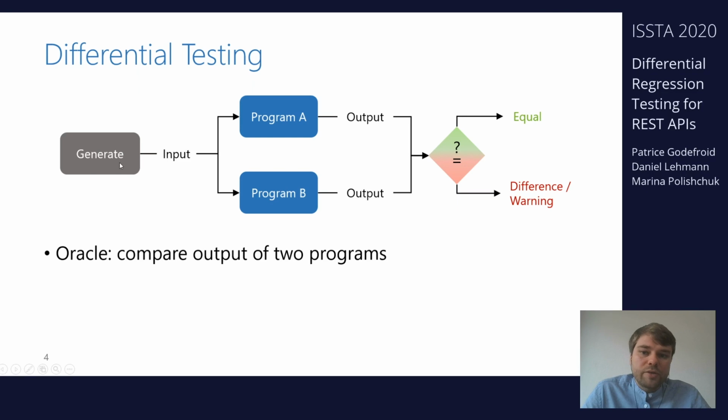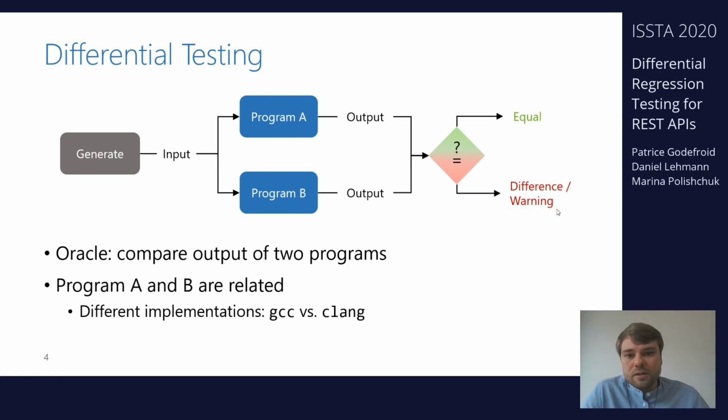You still generate random inputs, but you give them to 2 instead of 1 programs. Then you observe and compare the behavior of the 2 programs against each other. If one of them behaves differently, then it might have a bug. And this, of course, only works if the programs are related in some form. For example, this has been very successfully applied to compiler testing, where the 2 programs are different implementations. One could be GCC and one could be Clang.